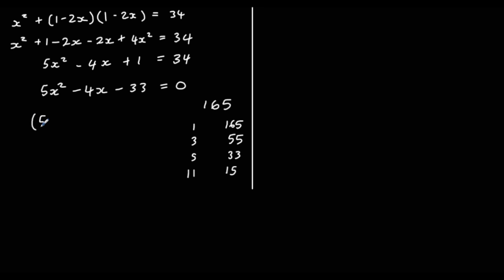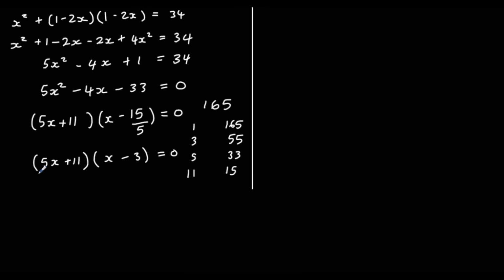So I can have 5x in one bracket, x in the other. 5x times x makes 5x squared. And because I times 33 by 5 to get 165, I'm going to have to divide one of these numbers by 5. And to get negative 4, I'm going to use plus 11 and minus 15. And I want the 15 over the 5 because that will simplify. So I've got 5x plus 11 and x minus 3.